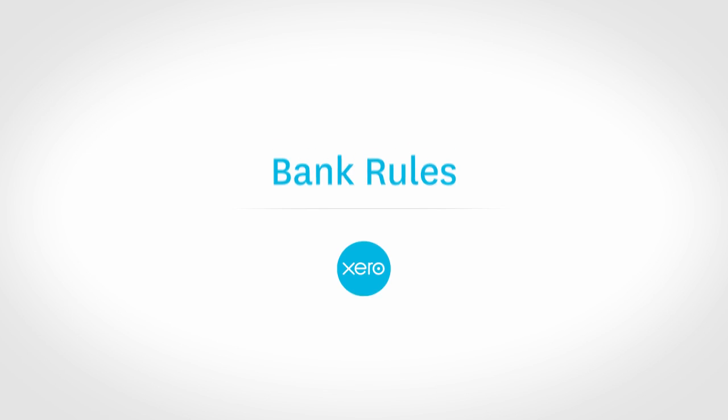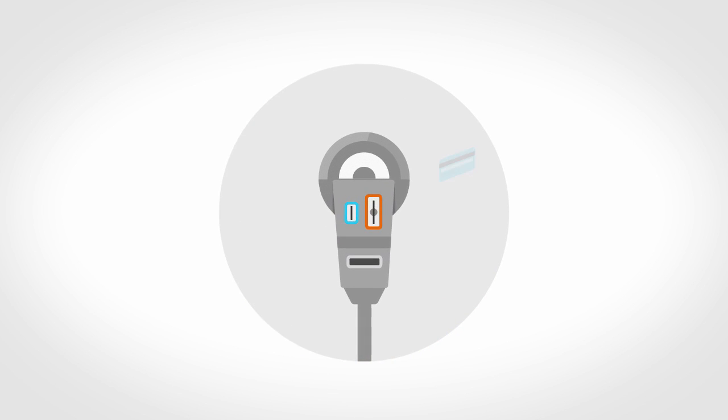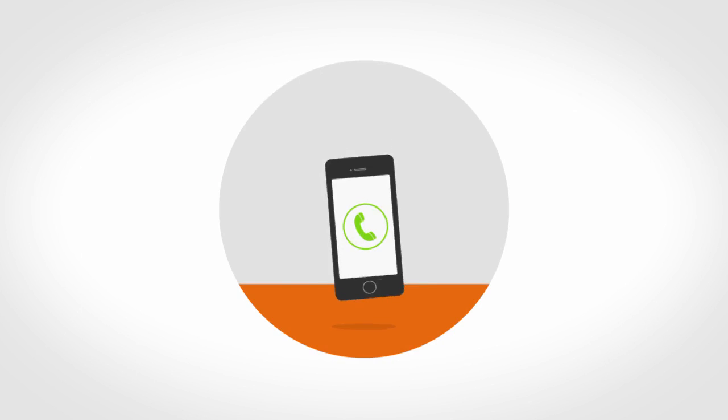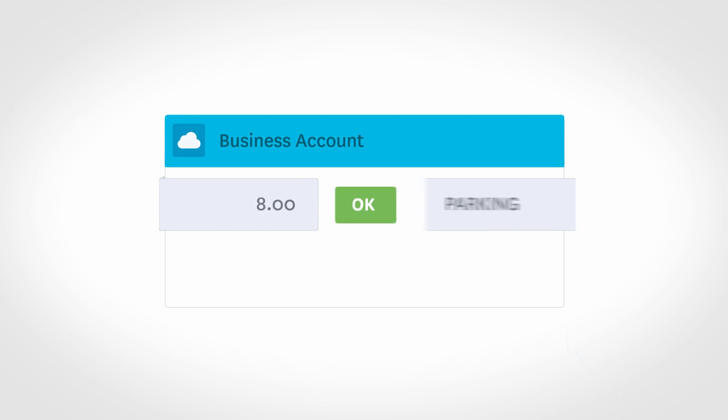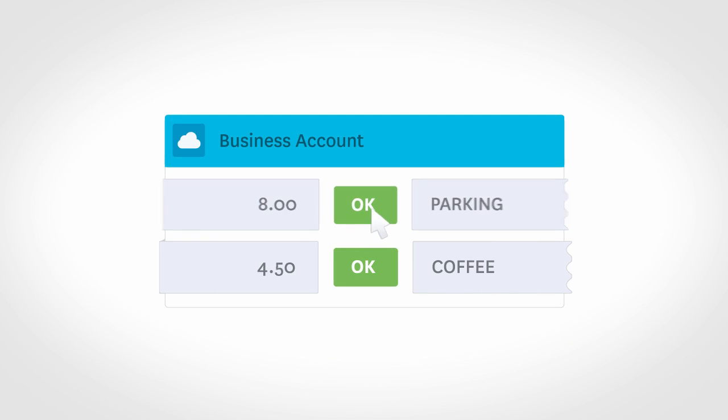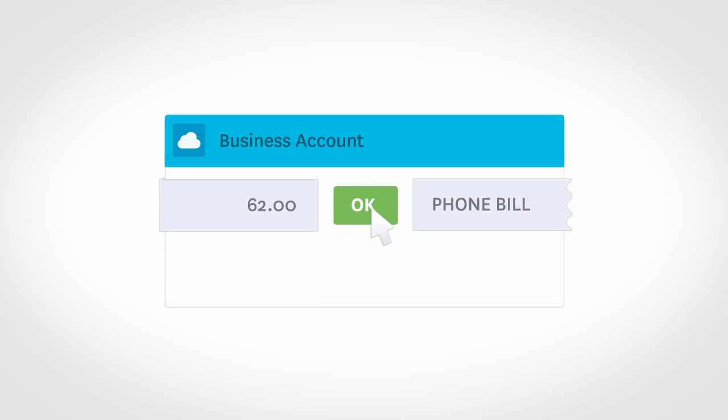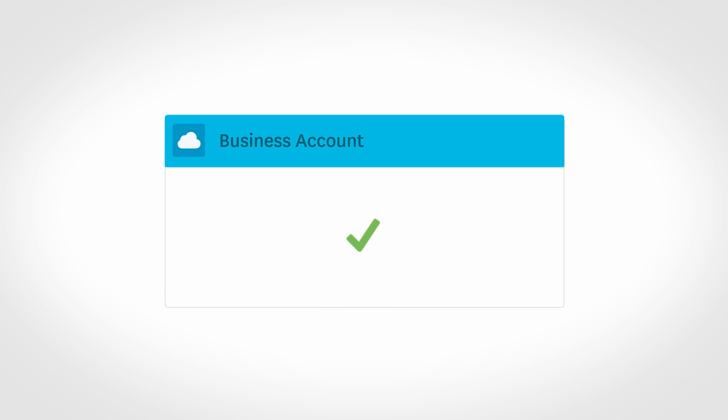We all have day-to-day costs when doing business. Parking before an important meeting, coffee with a prospective customer, or just paying off your phone bill. When those transactions flow into Xero, you can use bank rules to categorize them automatically. Perfect for those regular transactions that don't need to be entered as an invoice.